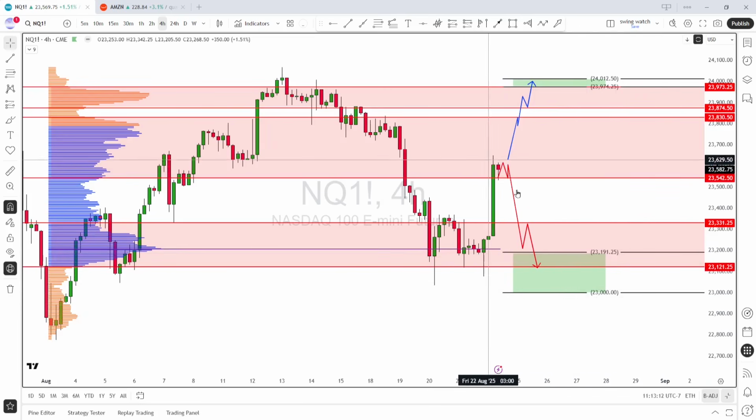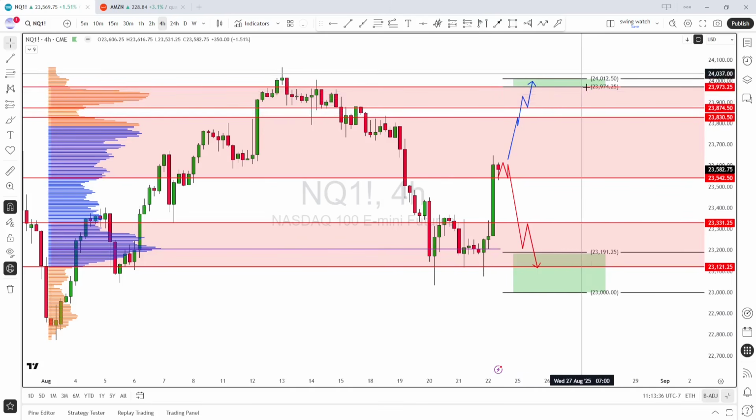Now, if it is able to hold this level and start consolidating inside of this distribution, then look for a move up to the upper edge somewhere around 23,830.50. And if it breaks through that, then look for a move up to this small distribution area, this high volume area, and see whether it is able to chop around and move up toward the upper range of the expected move.